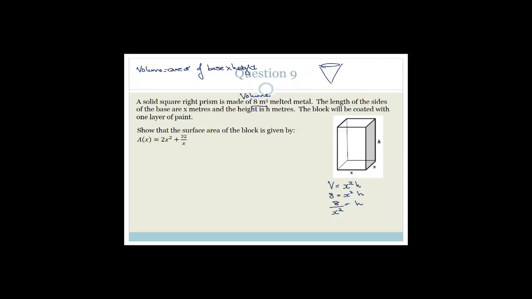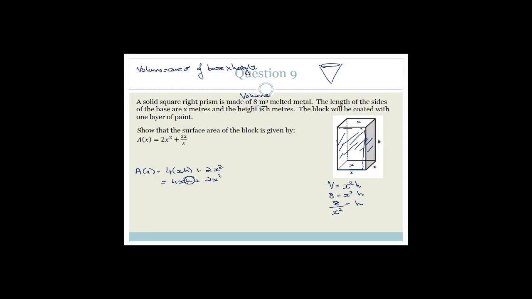Moving on, it says show the surface area of the block is given by A of x is equal to 2x squared plus 32 over x. So we now need to use this in an area equation to get this. What is the surface area? Do you agree we've got 1, 2, 3, 4 of these? So we've got 4 rectangles and we've got 2 of these, a base and a top. So our area of x is going to be 4 times xh plus 2x squared, which is 4xh plus 2x squared. Easy peasy, right?